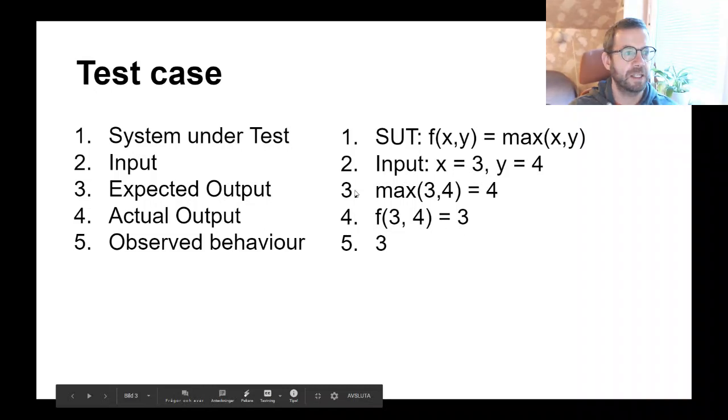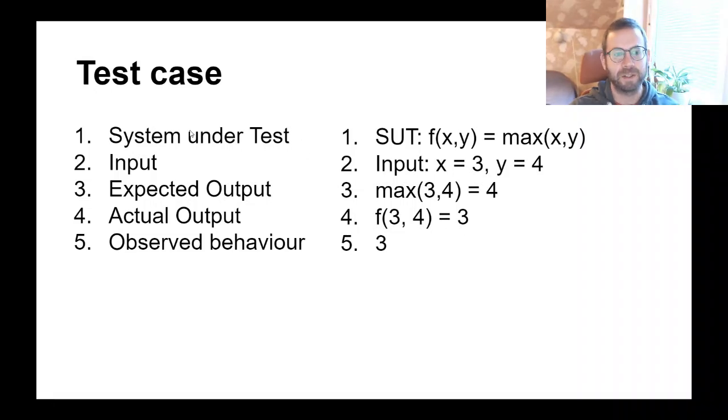And a test case needed something to test, so this is recap, right? So you need something to test. We call that system under test. So in this case, we have a max program. It's called max, and it takes two parameters and returns the highest one of those. And then we have the treatment, the input, and in this case we have x equals 3 and y equals 4. Then you have the expected output, so that is the 4. So that was the higher number of the two inputs.